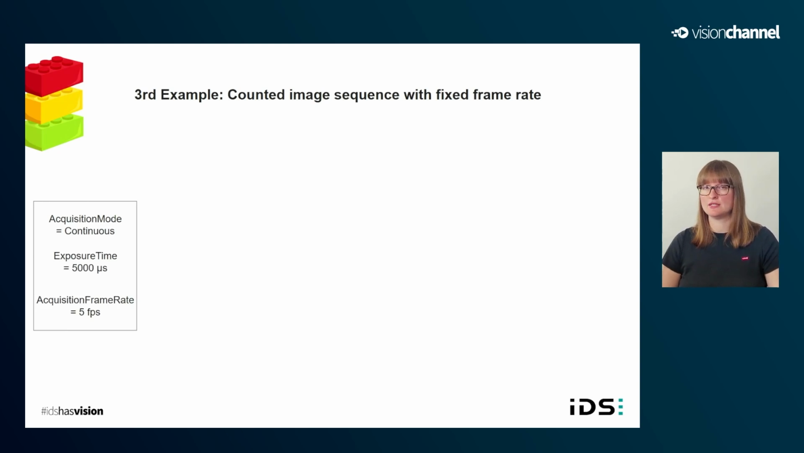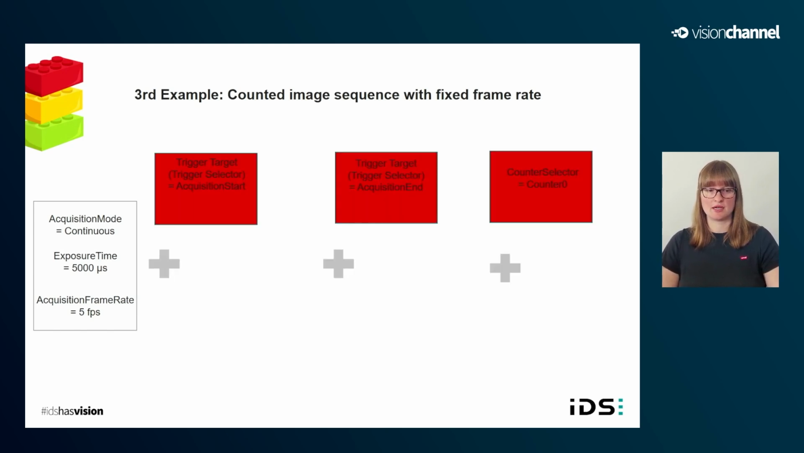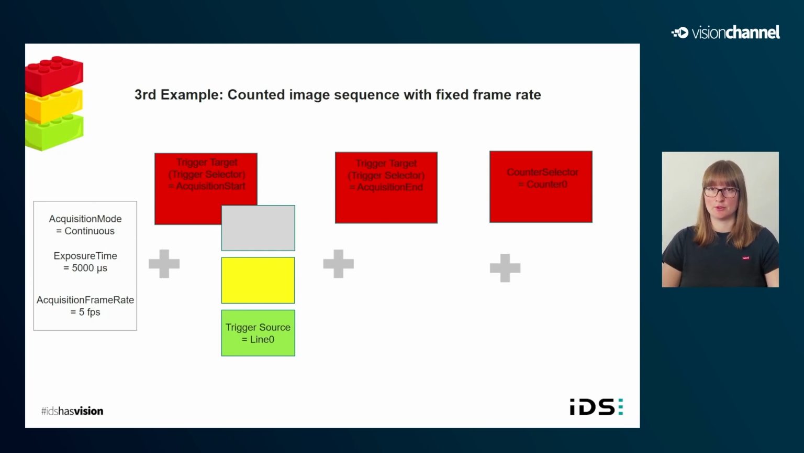In our counted image sequence, we have more than one trigger target to trigger. We need to trigger the acquisition start command, the acquisition end command, and we also need to trigger the counter and define that it should count up the images that are taken. For this configuration, we only need one trigger from the outside to start the acquisition. The rest of the task is then handled automatically by the internal modules.